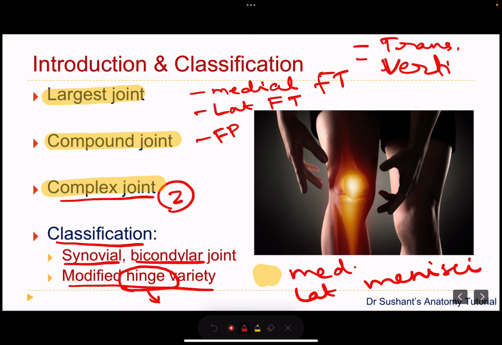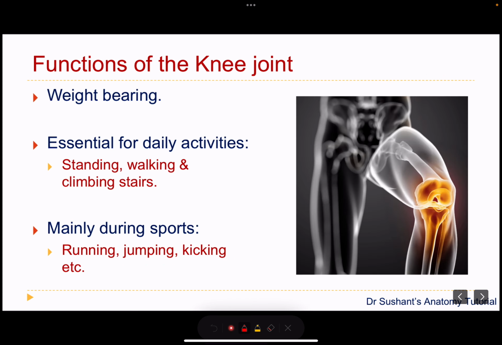So what is a typical hinge joint? A typical hinge joint is a joint where only two movements are possible along one single axis. Like in the elbow joint, the movements possible are flexion and extension. But in the knee joint, in addition to flexion and extension, we have slight medial and lateral rotation. Therefore, it is a modified hinge variety of synovial joint.